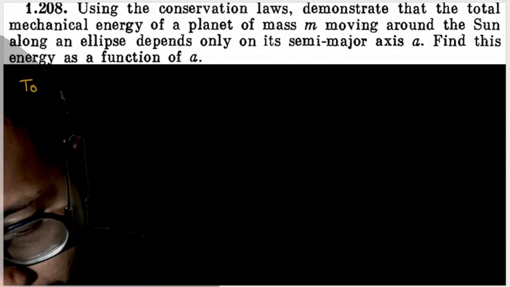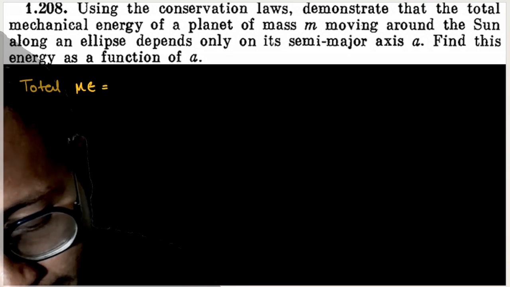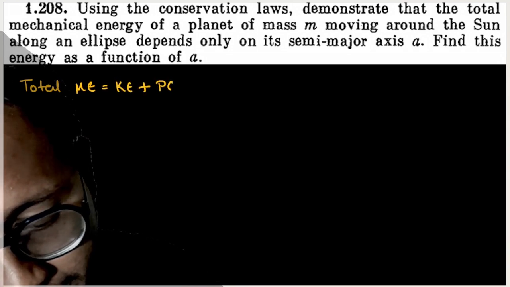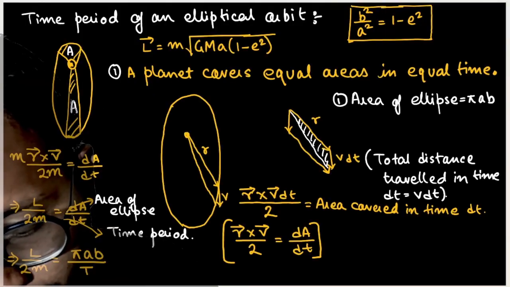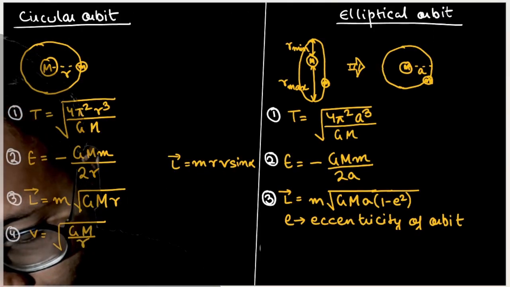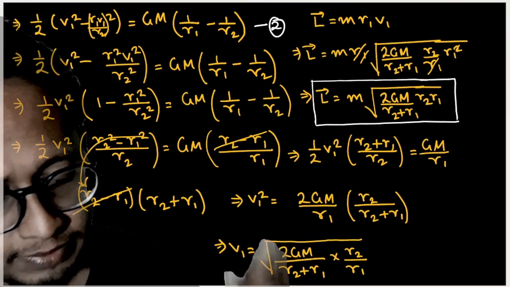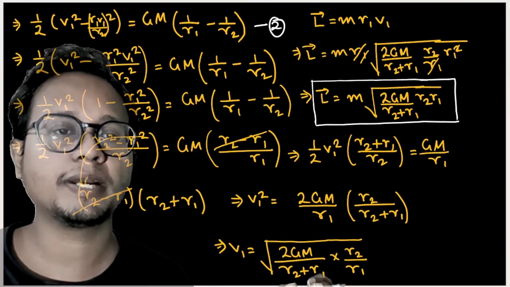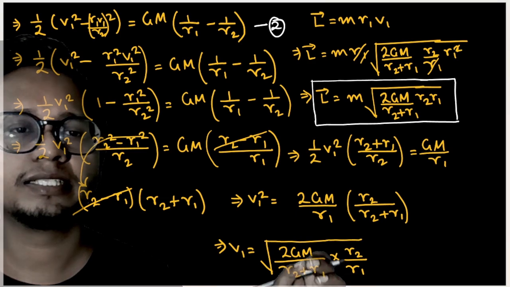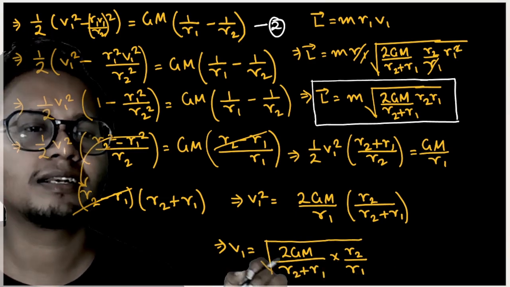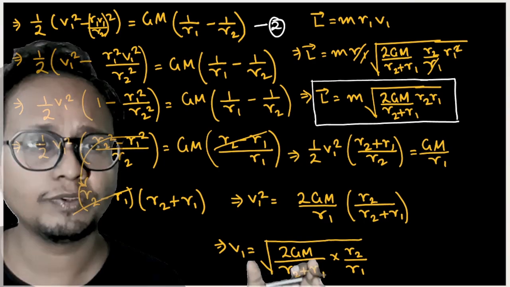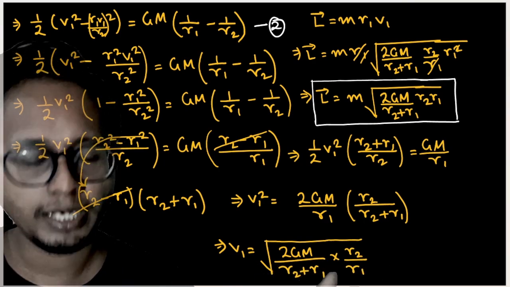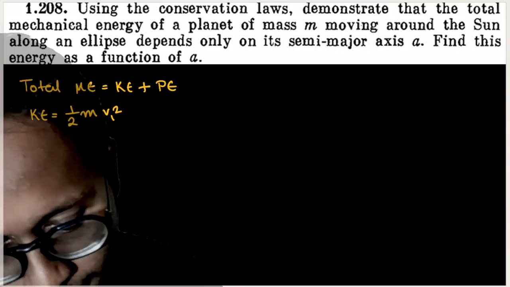So total mechanical energy is equal to kinetic energy plus potential energy. Kinetic energy is nothing but half m v1 square. Okay, what is the value of v1 square? v1 square is nothing but 2GM divided by, let me write in terms of a, GM by a into r2 by r1. Let me just write this in terms of a, it will be easier for me. v1 square is equal to GM by a into r2 by r1.